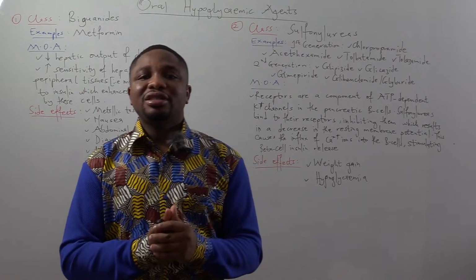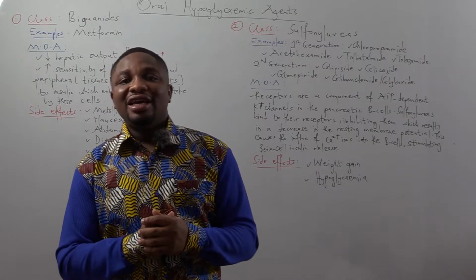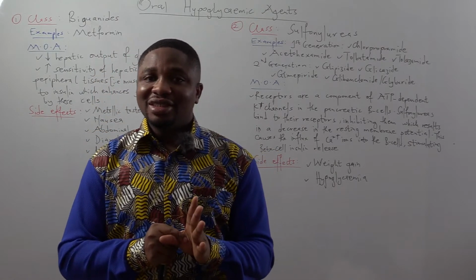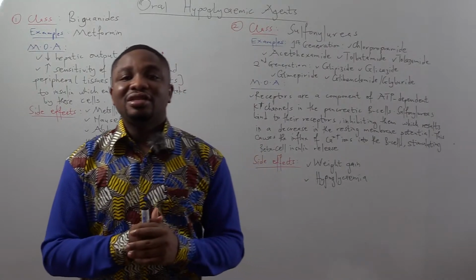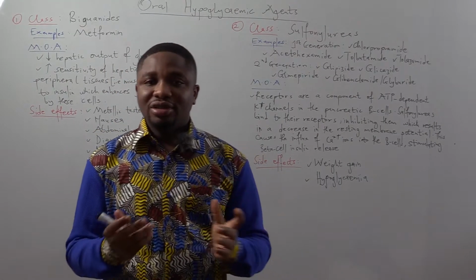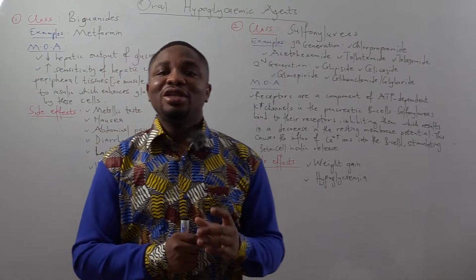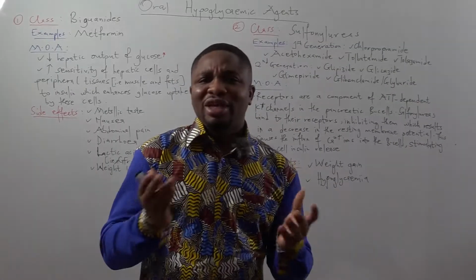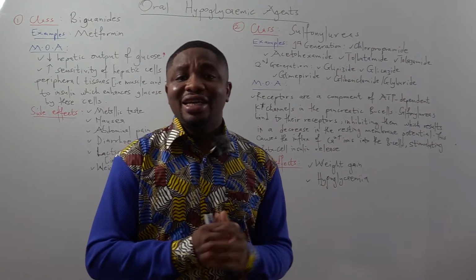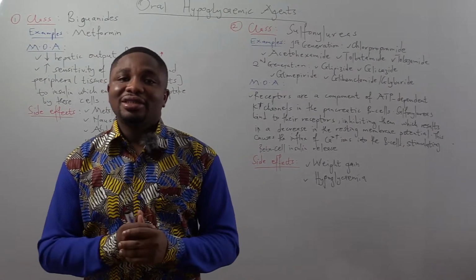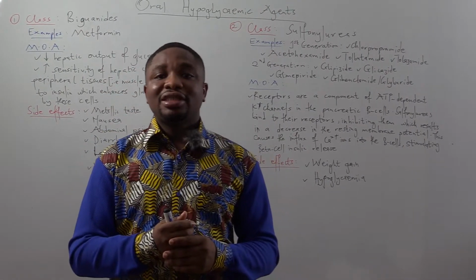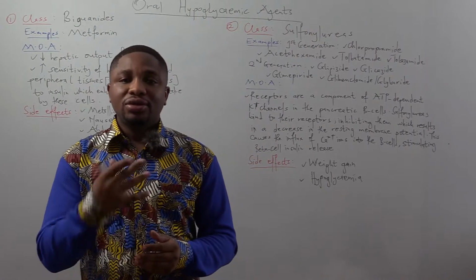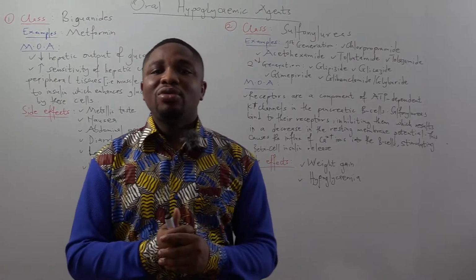And as that happens, it enhances the influx of calcium ions into the beta cells of the pancreas, stimulating the beta cell insulin release. So in short, they stimulate the release of insulin by the beta cells of the islets of Langerhans of the pancreas. I believe we are making sense out of that. Now let's look at the side effects of the sulfonylureas. The first one is that there is weight gain in patients who are on sulfonylureas, and also likely hypoglycemia.